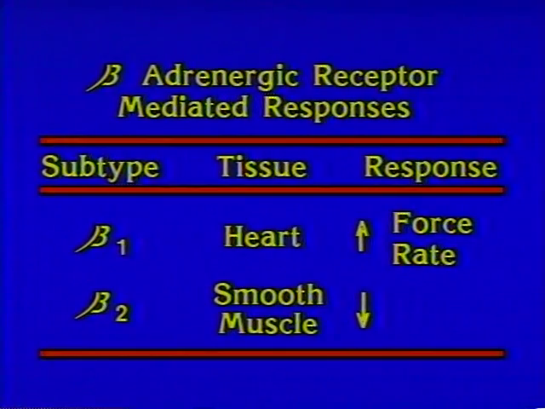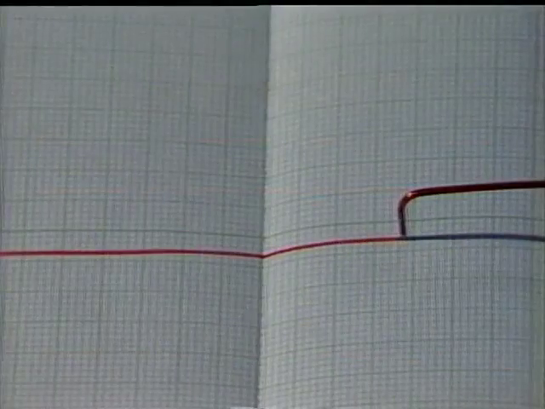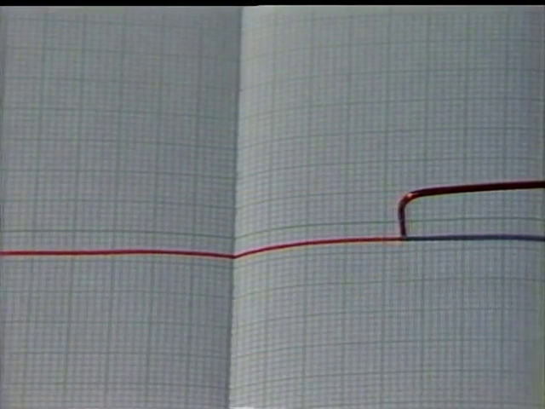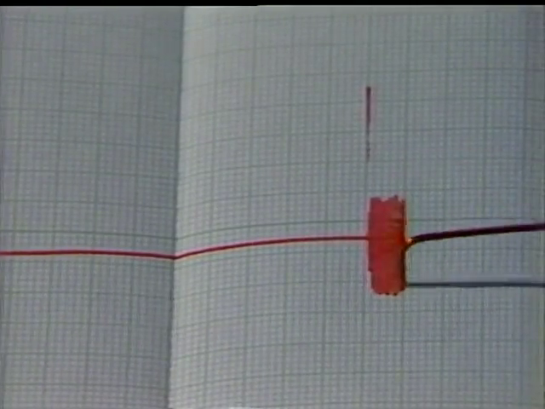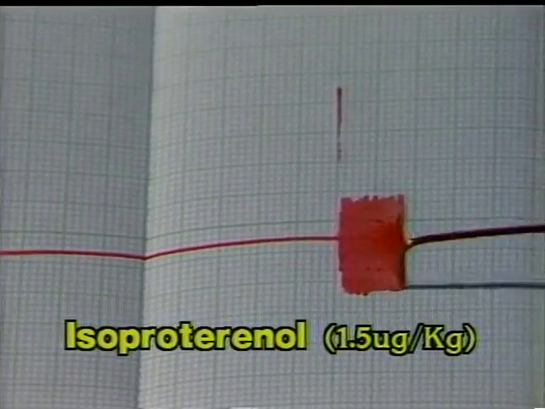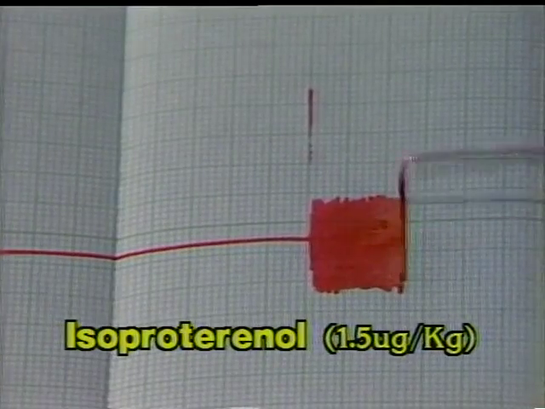Isoproterenol, isopropyl norepinephrine, is an extremely potent beta-1 and beta-2 receptor agonist with no effect on alpha receptors. Beta-1 receptor activation leads to an increase in the force and rate of contraction of the heart with an increase in cardiac output. Beta-2 receptor activation leads to vasodilatation and a drop in the mean arterial pressure. Therefore, following an injection of isopropyl norepinephrine, we would expect an initial increase followed by a decrease in blood pressure. 1.5 micrograms per kilogram of isopropyl norepinephrine was infused.